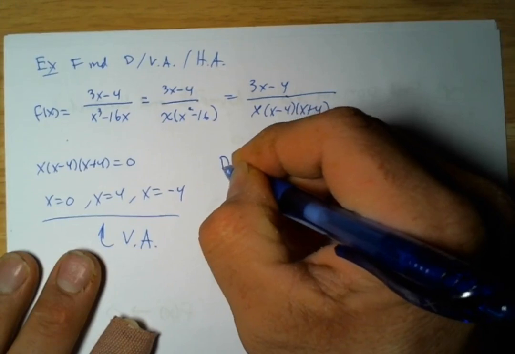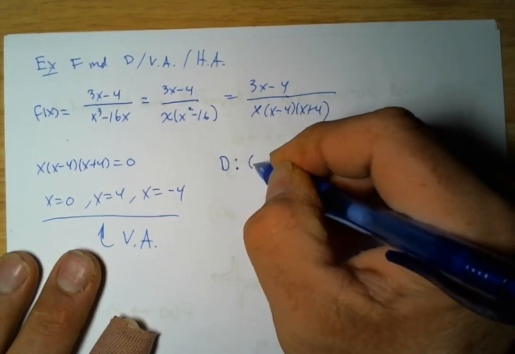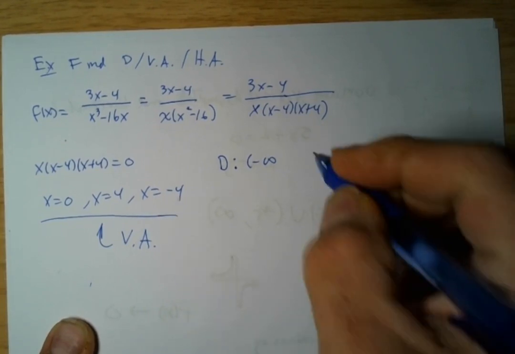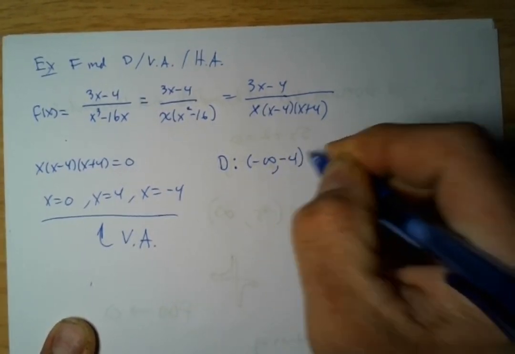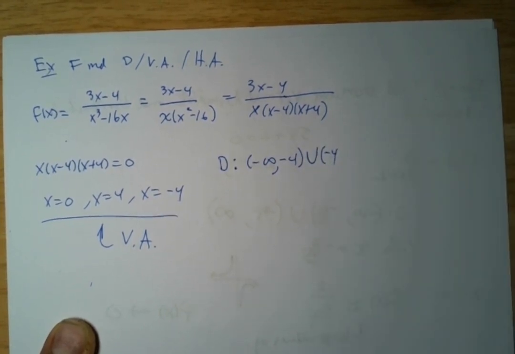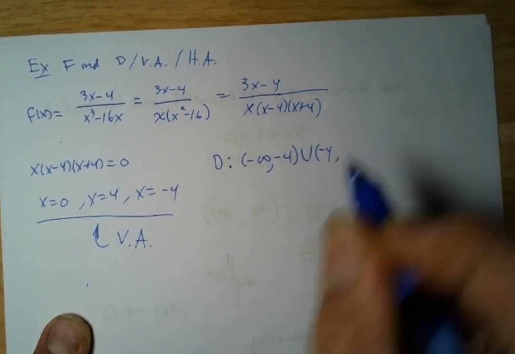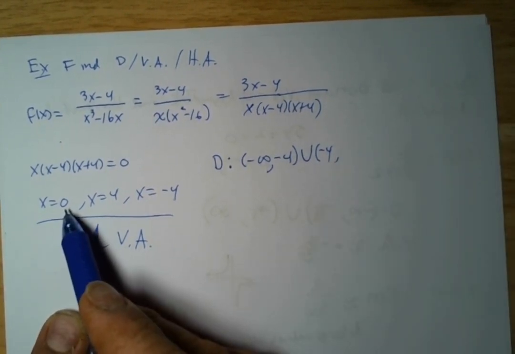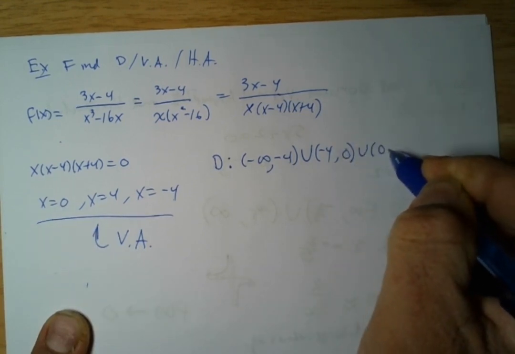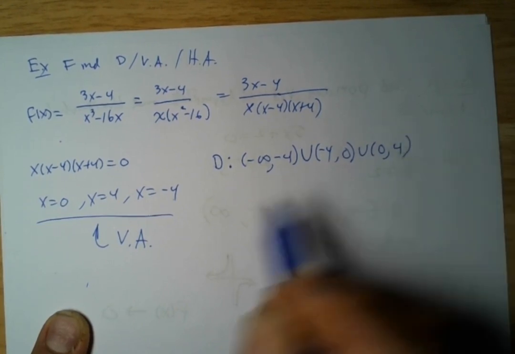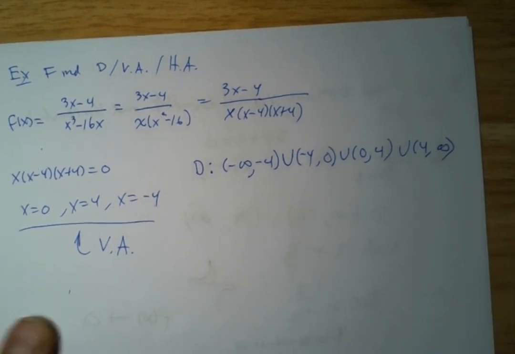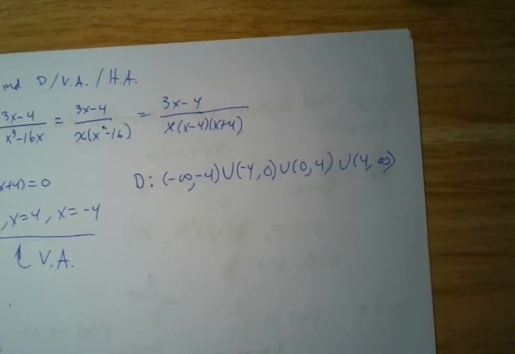So when writing the domain, it's going to be from negative infinity, and our first value that we come across that's undefined is negative 4, so I want to exclude it. Essentially union and then start again from negative 4, which removes that value of negative 4. The next undefined value is 0, and again the same thing, and then the next value is 4. That's how we can write it using interval notation.